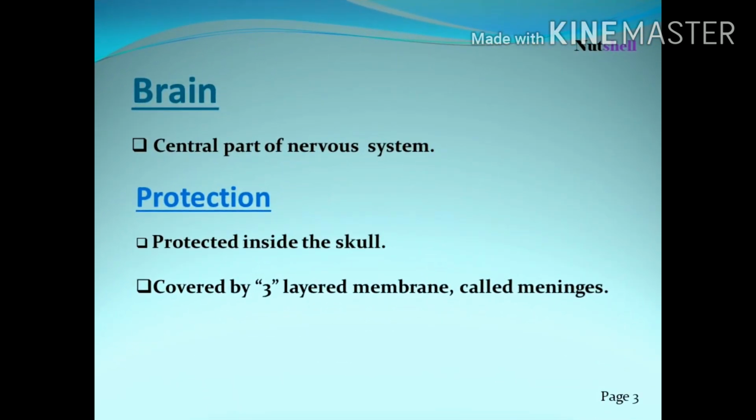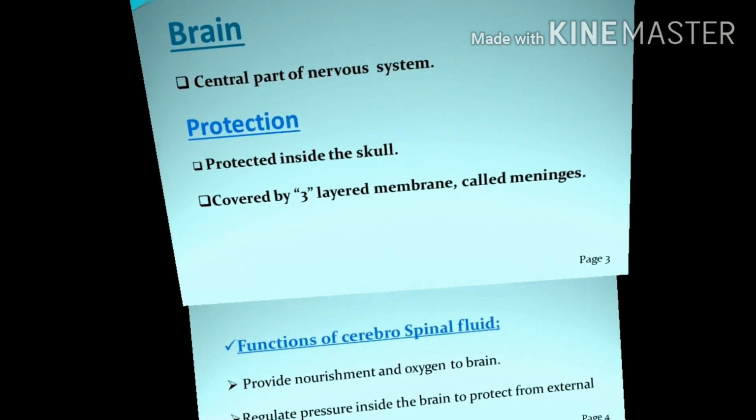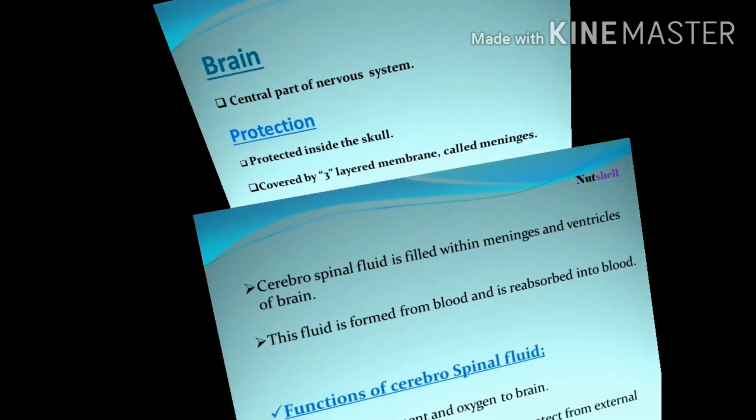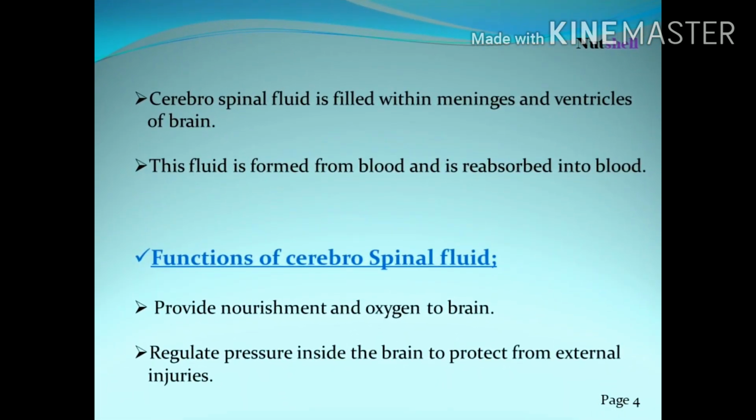Brain. The central part of the nervous system is the brain, and the mode of protection of the brain is as follows. It is protected inside the skull. Also, it is covered by a three-layered membrane called meninges. Inside the meninges, a fluid is present. It is called cerebrospinal fluid. This fluid is formed from blood and is reabsorbed into blood.